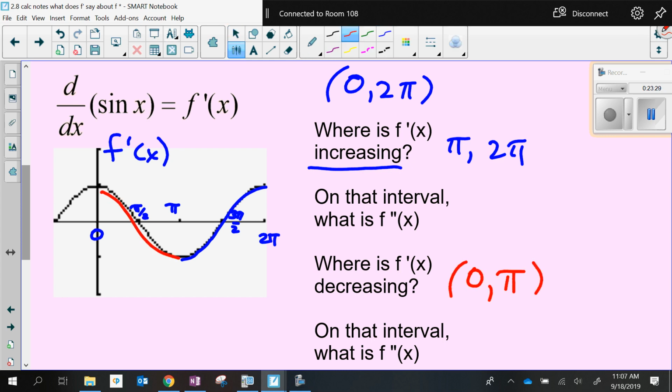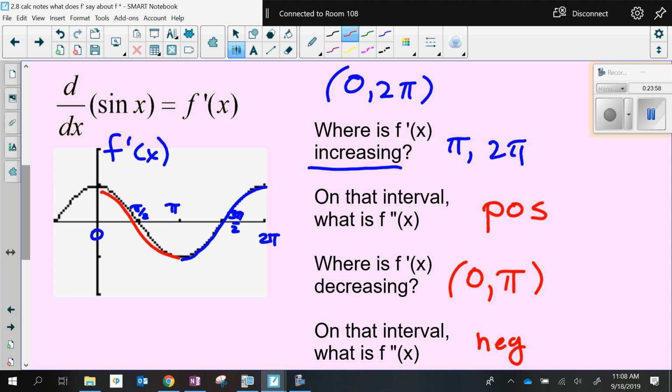Now remember, the relationship between F prime and F double prime is the same as the relationship between F and F prime. So on this interval, F double prime should be positive, and negative down here. Decreasing, its derivative is negative. Increasing, its derivative is positive.